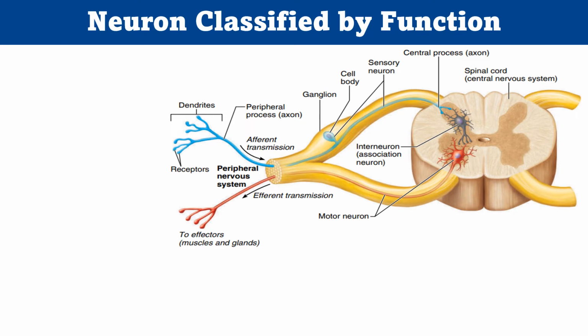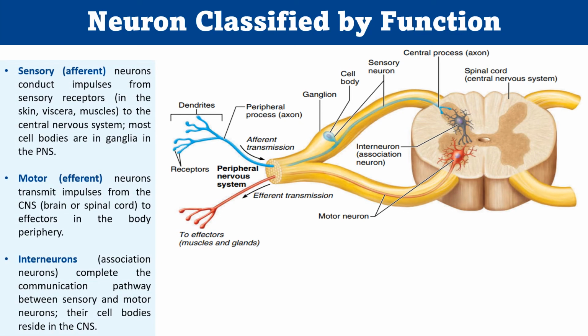Then we have neurons classified by function. Sensory or afferent neurons conduct impulses from the sensory receptors in the skin, viscera, or muscles to the central nervous system. Most cell bodies are in ganglia in the PNS. Here you can see the sensory neuron on the diagram. A motor neuron is an efferent neuron that transmits impulses from the CNS, brain or spinal cord, to the effectors in the body periphery. You can see the motor neuron on the diagram.